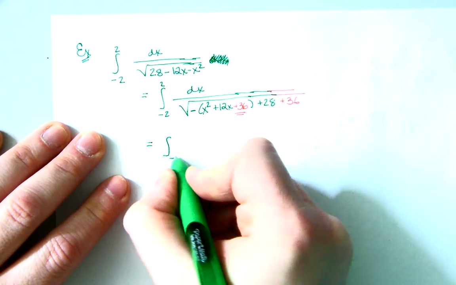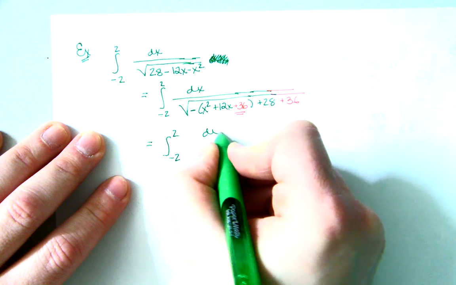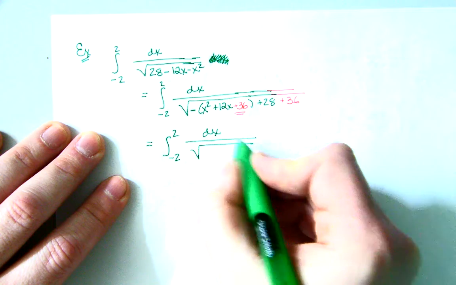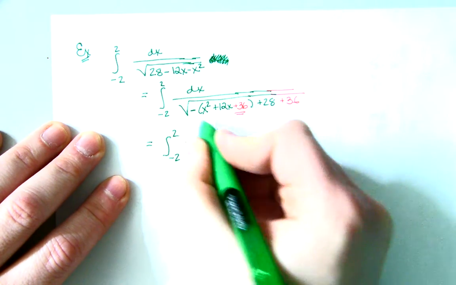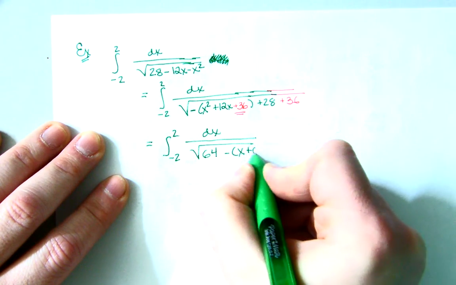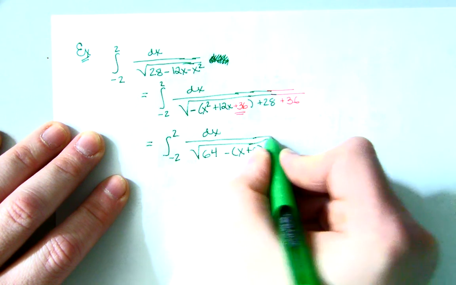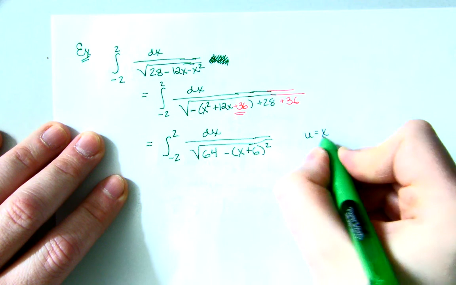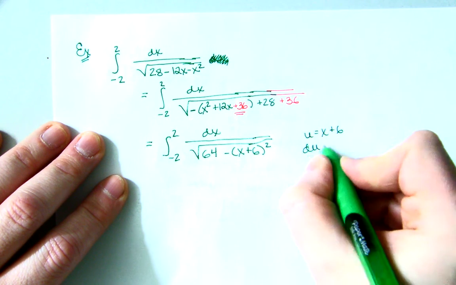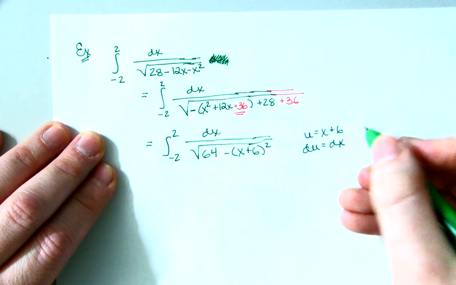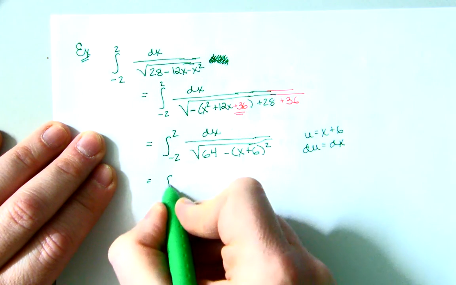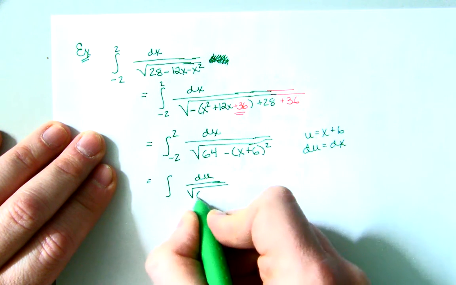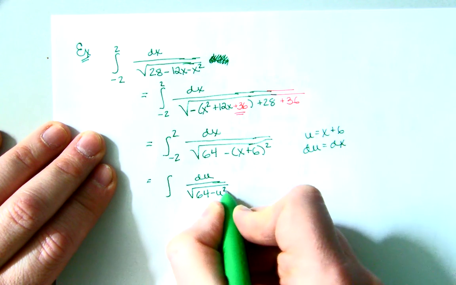This becomes the integral from negative 2 to 2 of dx over the square root. Okay, so add those things together, you get 64. Factor that piece, you get x plus 6 in parentheses squared. Now do your u substitution. U is going to equal x plus 6. Du is dx. So I've got the integral of du over the square root of 64 minus u squared.